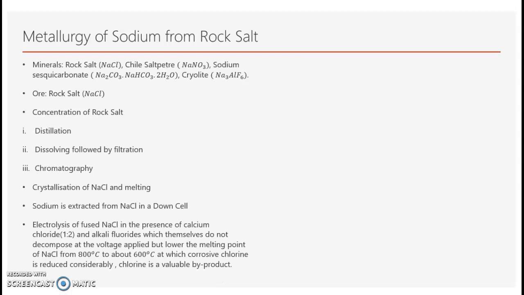So what is the need of adding calcium chloride and other alkali fluorides? We have to reduce the melting point of sodium chloride. Otherwise, the melting point of sodium chloride is 800 degrees Celsius. So it is difficult for us to achieve such a high temperature, so we have to reduce the temperature. That's why we are adding calcium chloride and alkali fluorides. They do not decompose at this temperature, but they decrease the melting point of sodium chloride to 600 degrees Celsius.